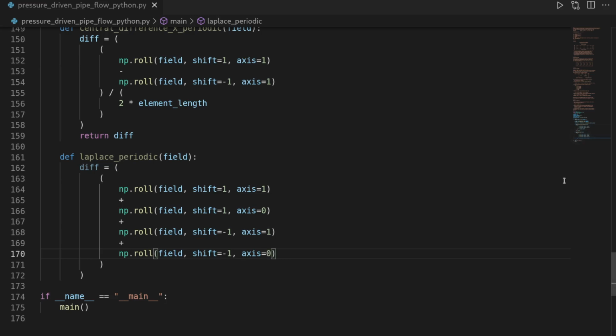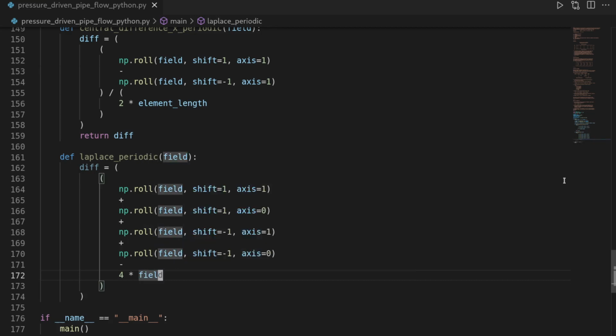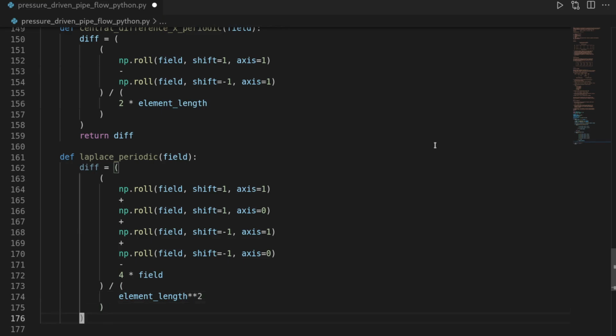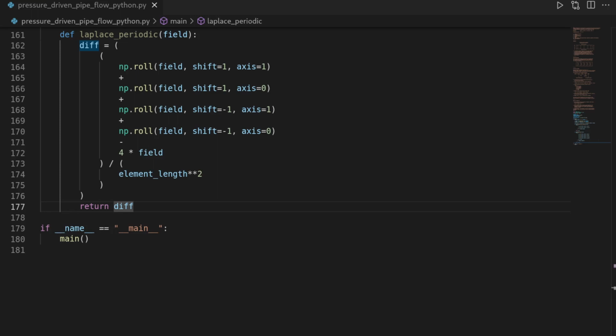And then we have to subtract 4 times the field itself, unrolled, so just indexed at the position that it is. And we divide this entire construction by the element length squared in order to get the 5-point stencil. And then we can return the differentiated object. And that's already all we have to do for our spatial derivatives.